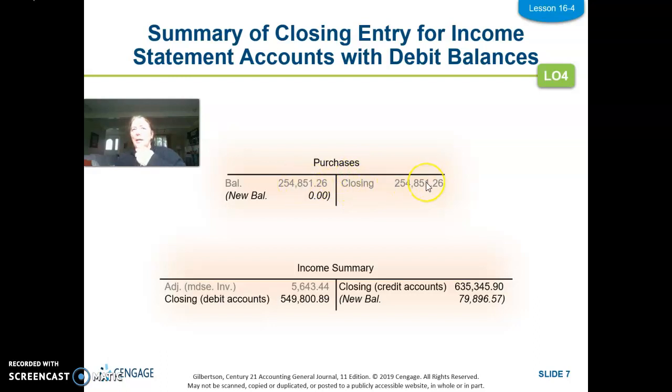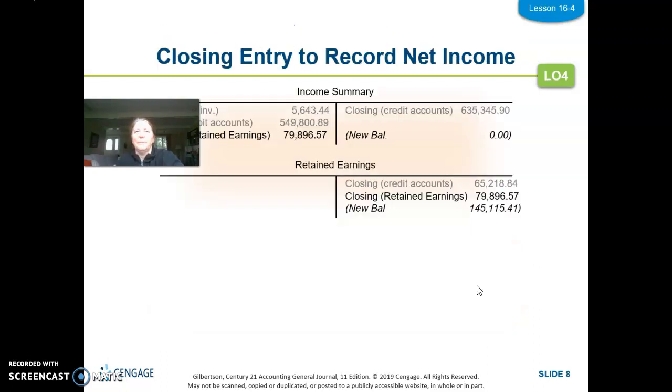We closed it by crediting. The new balance is 0. And then in income summary, we had that beginning balance again that was in there. We closed revenue, the credit accounts. We closed expenses, the debit amounts. So our new balance now in income summary after we would post those first 2 closing entries is $79,896.57.